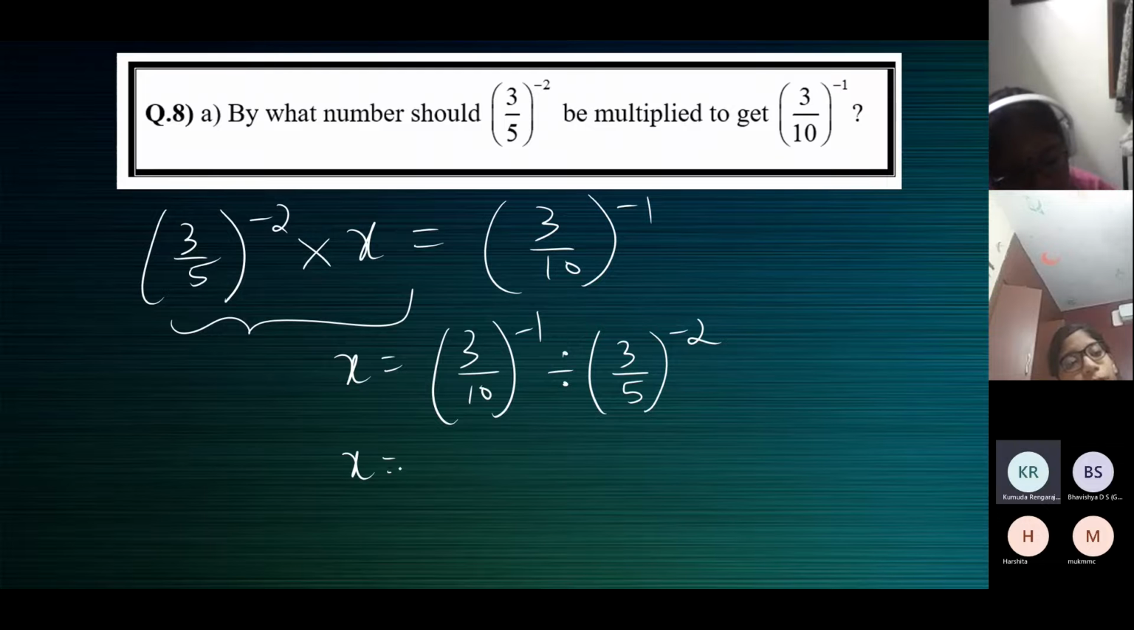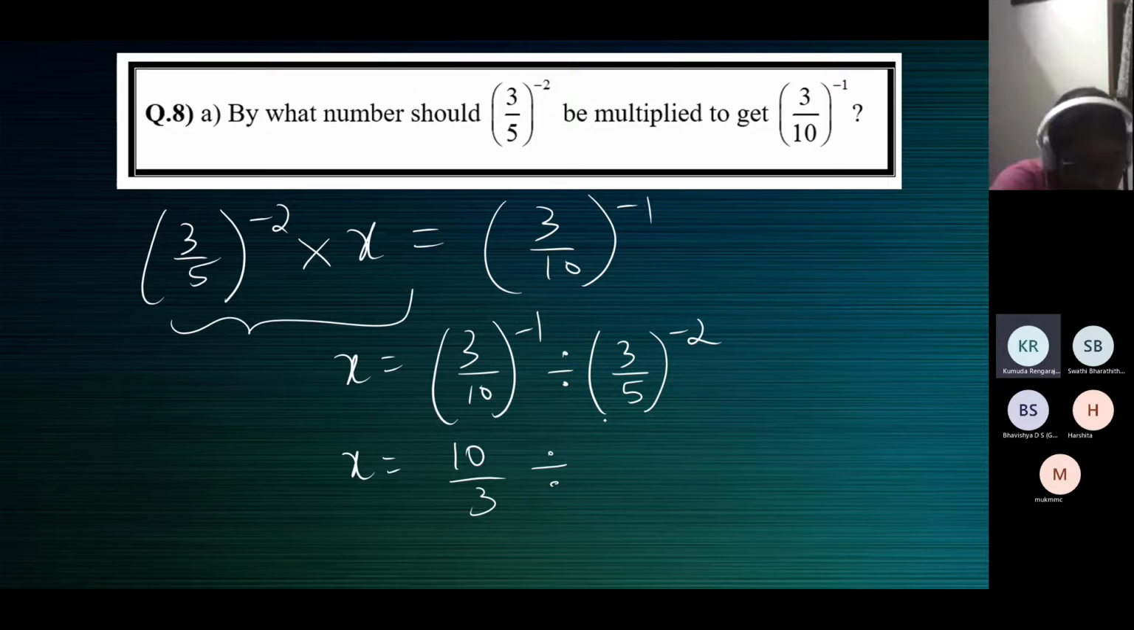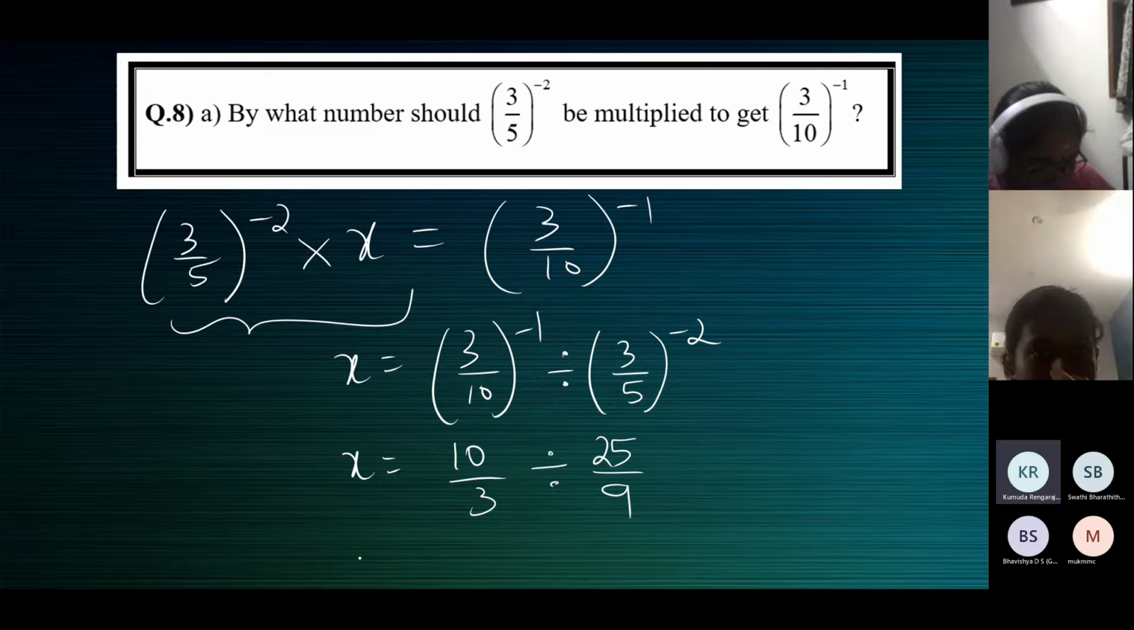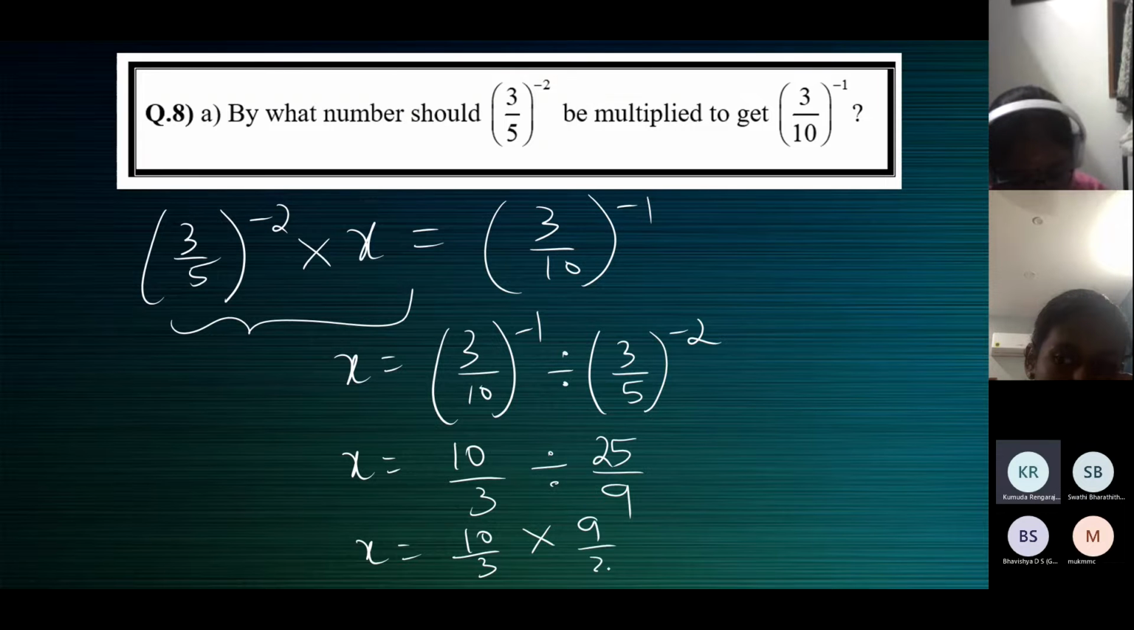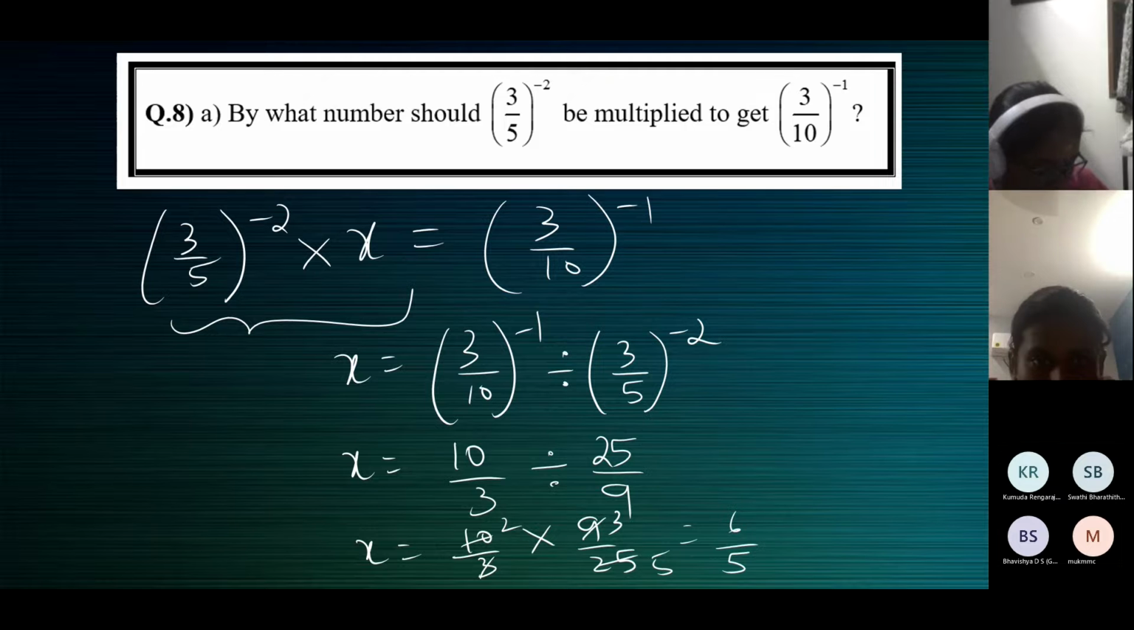Then what did we do? We found the equivalent. So 10 by 3. Then this division we wrote as it is. Then we wrote the equivalent for this, (5/3) the whole square, or 25 by 9. Then this is what we have learned in 5th and 6th standard: division becomes multiplication, and we take the reciprocal. 9 by 25. 3 ones are 3, 5 twos are 10, and we got 6 by 5. Is this understood?